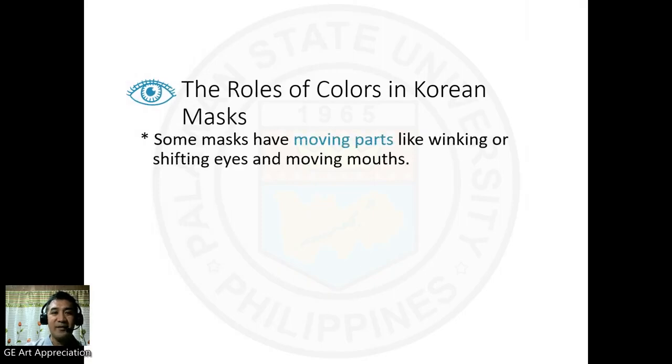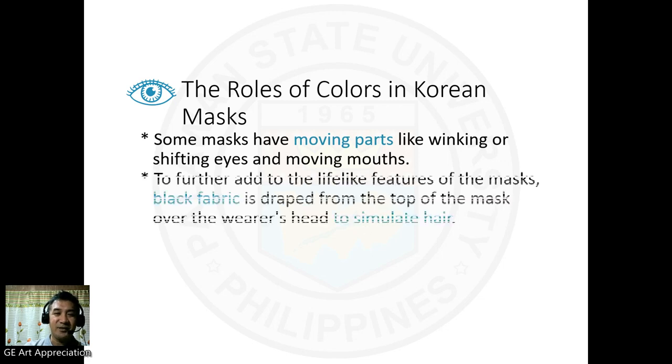Some masks have moving parts like winking or shifting eyes and moving mouths. To further add to the lifelike features of the mask, black fabric is draped from the top of the mask over the wearer's head to simulate hair.